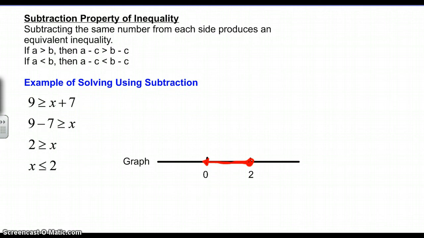Usually we write inequalities with a variable on the left-hand side, so you need to turn this around. This is going to be x is less than or equal to 2. So when we graph this, we find 2 on the number line. We need to put a solid circle on 2 because of the equals part of this inequality. And because x is less than 2, you need to draw the arrow to the left.